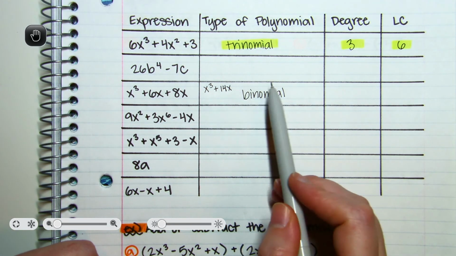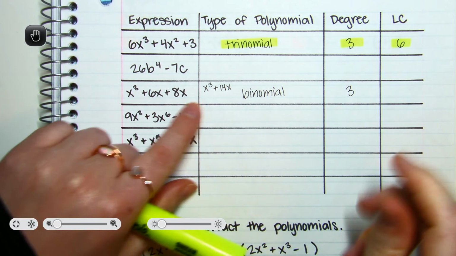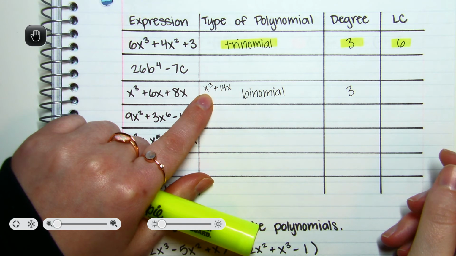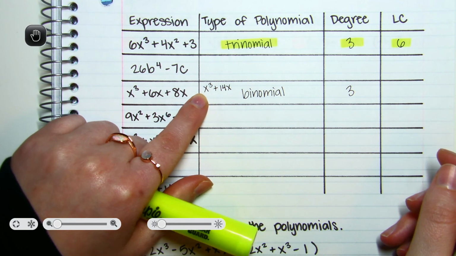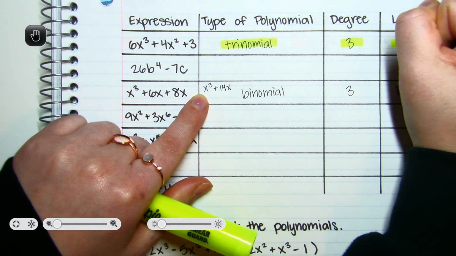And then my highest degree, again, is the 3. And the number in front of that x cubed, since there's nothing written there, it's like saying there's an invisible 1. So the leading coefficient is just 1.